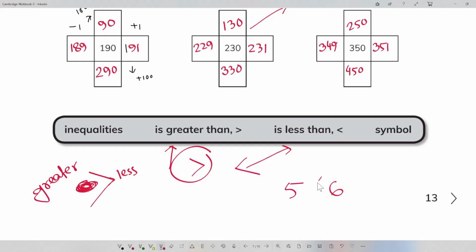So for 5 and 6 we use it like this. We can also write 6 and 5, so 6 is greater than 5. And this one is 5 is less than 6, so one is greater than, another one is less than. Let's check 11 and 13. 11 is less than 13, right? And similarly 13 and 11, we should say 13 is greater than 11.